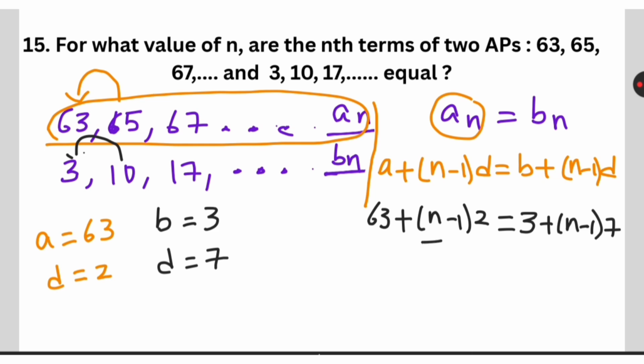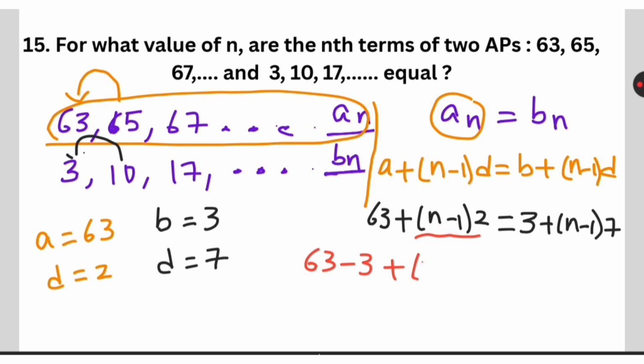Then we can find out which term is equal. So here we have a 63 and here we have a 3. So let's send this 3 to the left hand side. 63, if we send that plus 3 to the left hand side, becomes minus 3. 63 minus 3. So plus what we have?